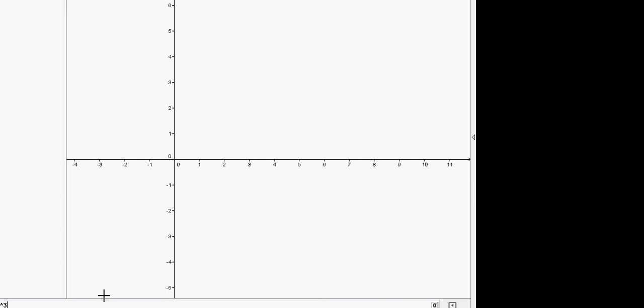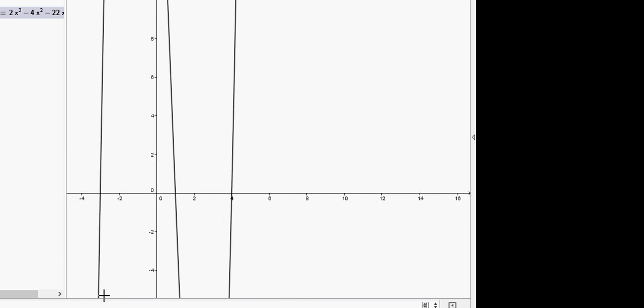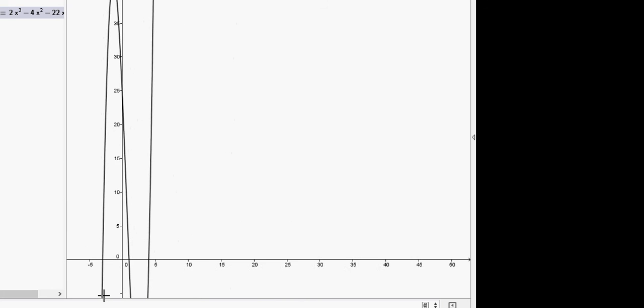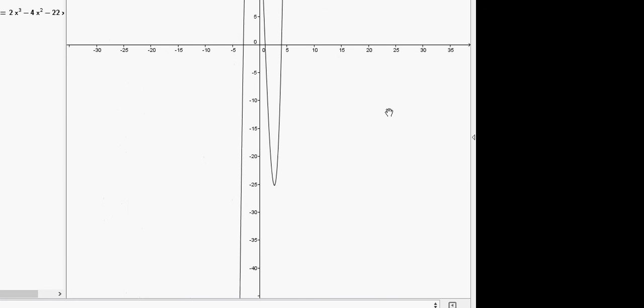Minus 4x squared. Minus 22x. Plus 24. Now, lads, what you see here is a graph that has the turning points there. Your job is to use your points to sketch that graph.